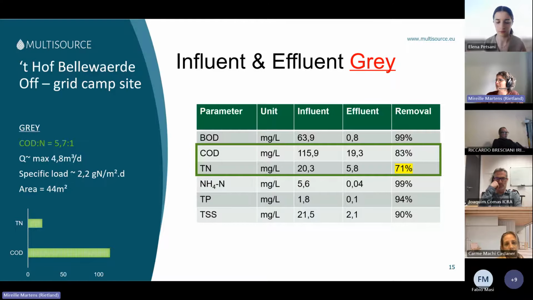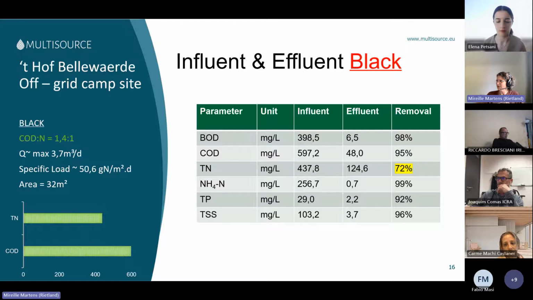And the specific load, we have designed it for 8 grams nitrogen per square meter per day, but because the camping guests are not behaving like we thought they would behave, that's why in reality the maximum load is only this, and we have expected it to be 8.